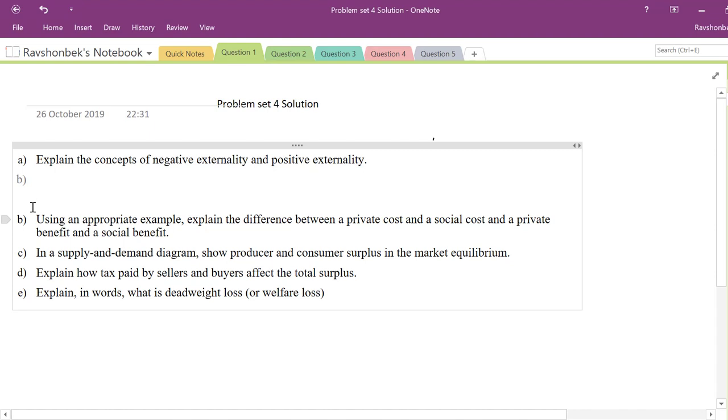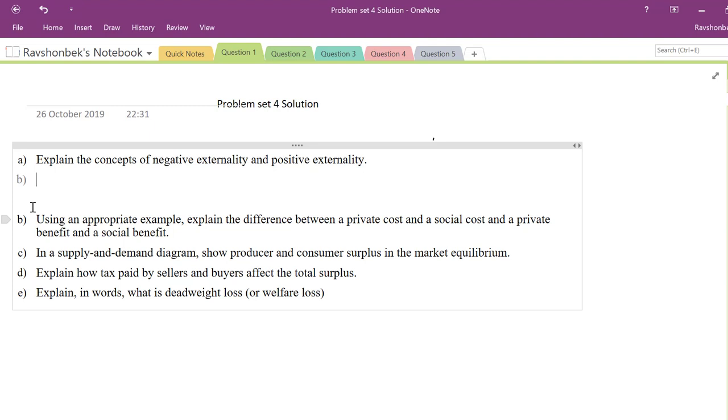Now, explain the concept. So this is the first question, right? Question number 1, A. Explain the concepts of negative externality and positive externality. Externalities are usually knock-on effects on third parties that are not involved in consumption or production of the goods.